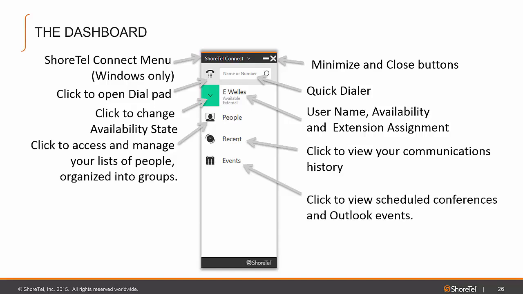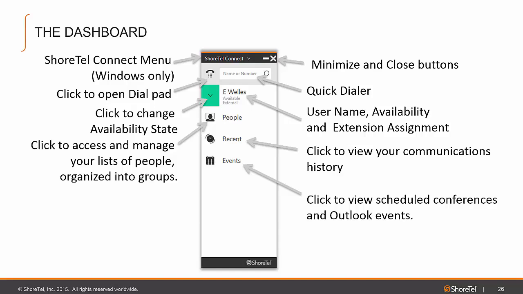At the top of the dashboard is a menu allowing you to access client settings and application info. Below that is a dial pad and also a quick dialer field, allowing you to dial a user directly from the client or search your company directory by typing part or all of a person's name, number, or extension. Below this is a colored box with a downward pointing arrow, displaying the color associated with your current availability state. Click this box to manage and change your availability state.